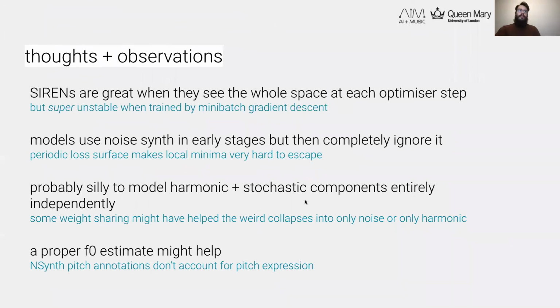A few things I noticed. Sirens are really good when they can see the whole space they're fitting at each optimizer step, but mini batch gradient descent makes them super unstable. I noticed that the models kind of stopped using the noise synth later in training, but they used it a lot in early stages of training, possibly because they just get stuck in the many local minima of the periodic loss surface. Also, just having two independent representations for the stochastic and the harmonic parts is probably very silly, and maybe some weight sharing would have helped.